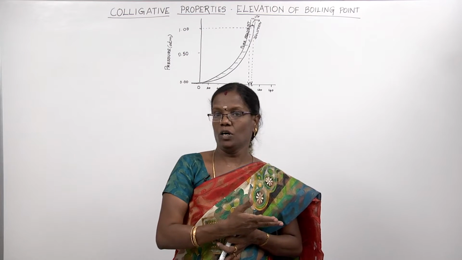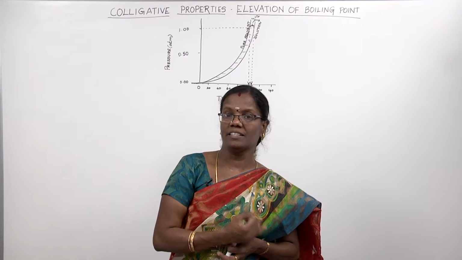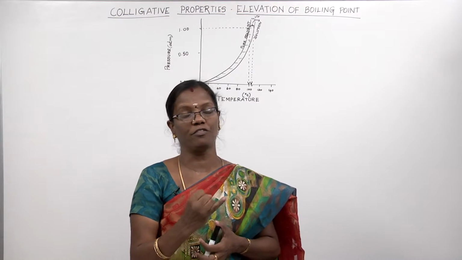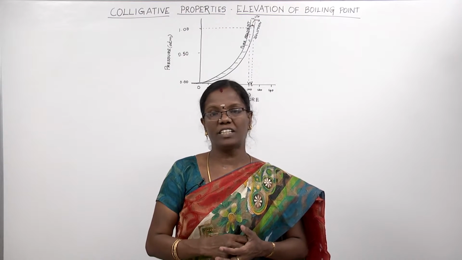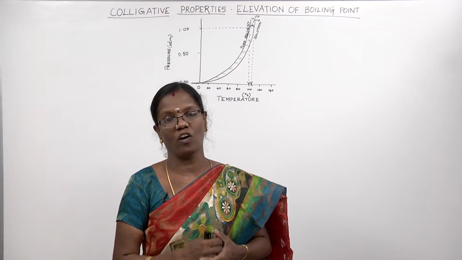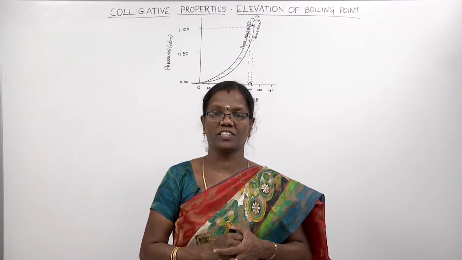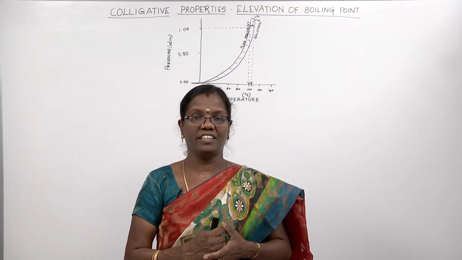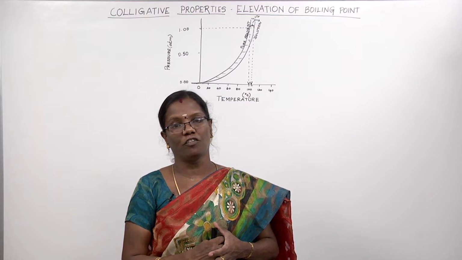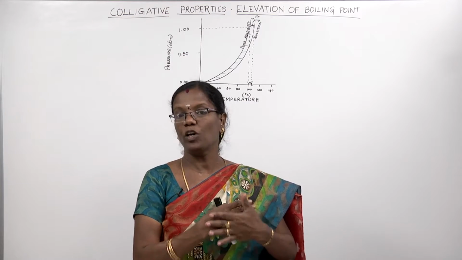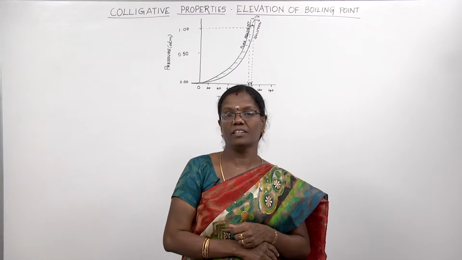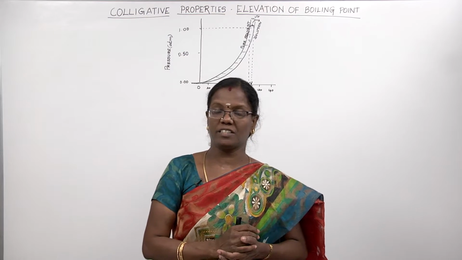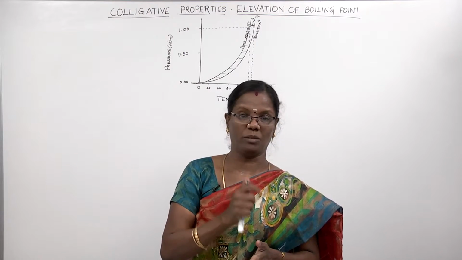So we have four colligative properties. The first one is relative lowering of vapor pressure. The second one is elevation of boiling point. The third one is depression of freezing point, and the last one is osmotic pressure. Already we have seen relative lowering of vapor pressure, and now we are going to see elevation of boiling point. Before going into it, we should know what boiling point is.